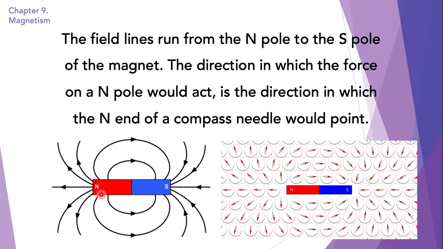If the magnets are unlike magnets, the field would combine together. So the fields from the north pole of one magnet would go towards the south pole of the other magnet.